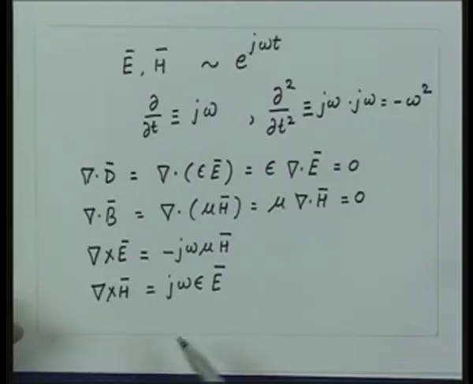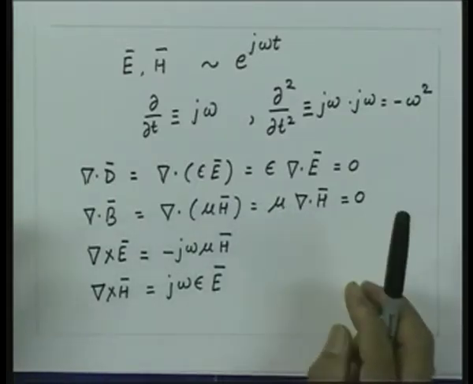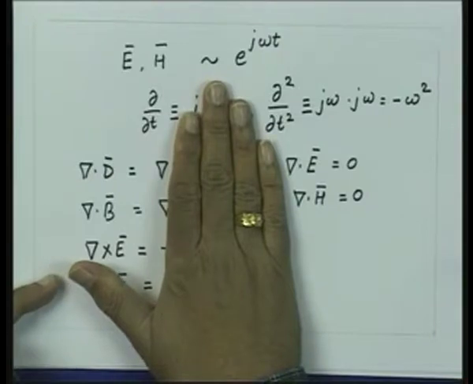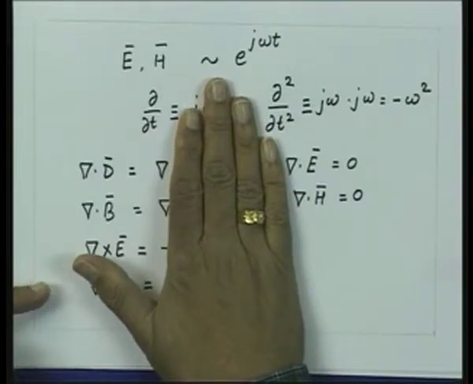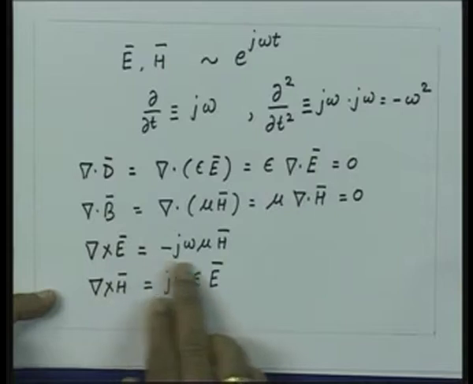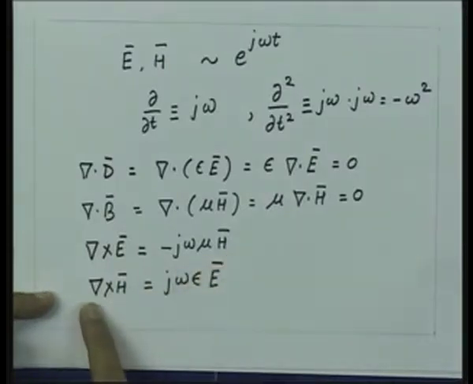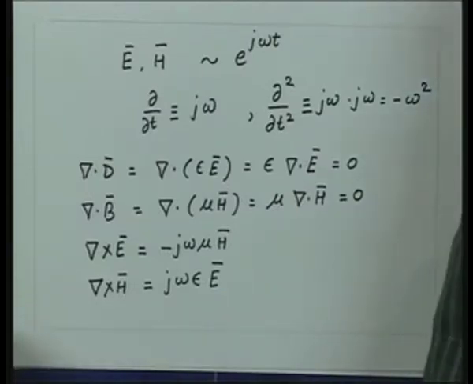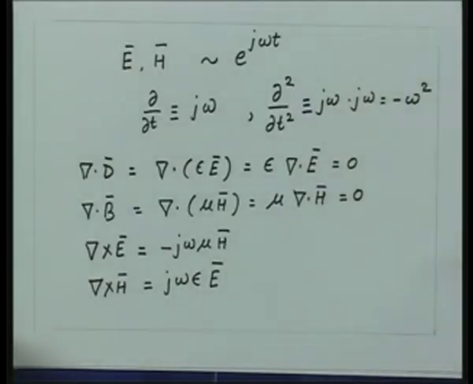So for an unbound homogeneous medium, essentially the equations which we have, the Maxwell's equations, are del dot E is equal to 0, del dot H also is equal to 0, del cross E is minus j omega mu H, and del cross H is equal to j omega epsilon E. So essentially now we are looking for a solution of these equations, specialized equations for this unbound medium.